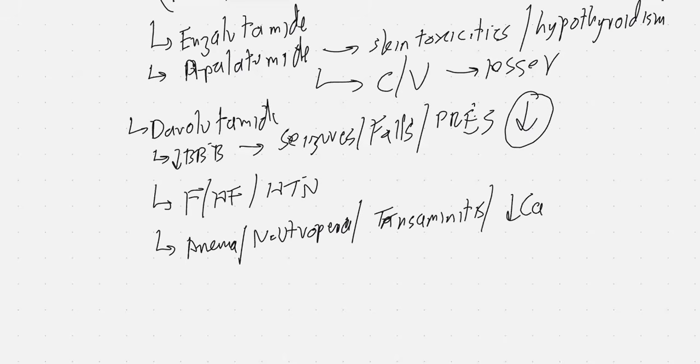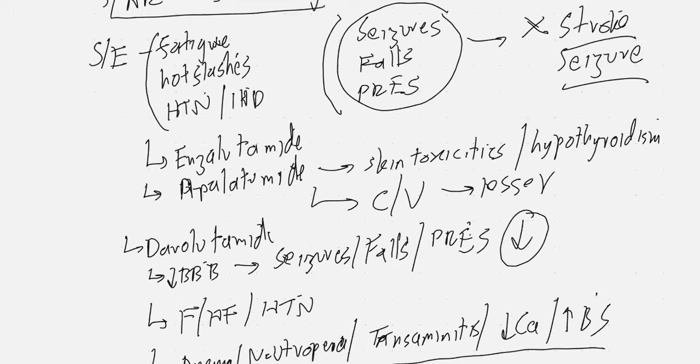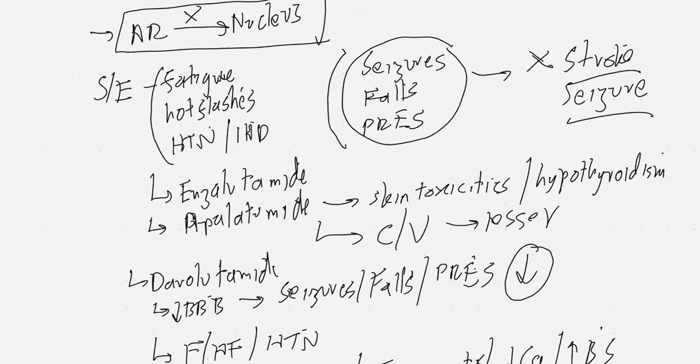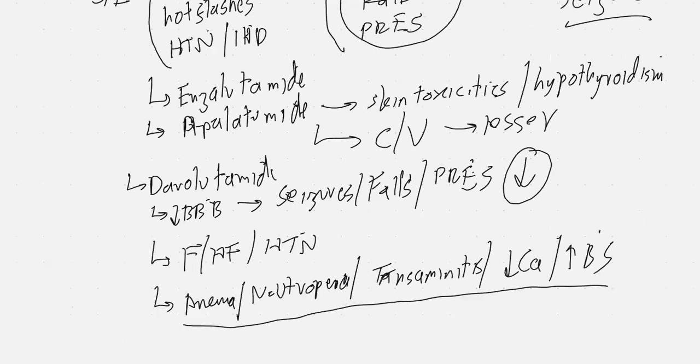So it's got a slightly unique toxicity profile. Of course, you get your hot flashes, fatigue, and hypertension, but the risk for seizures, falls, and stress is lesser. And it's got myelosuppression, transaminitis, decrease in calcium, and increase in blood sugars. So this is the side effect profile for the second generation anti-androgens. You should know the little quirks with each agent, the unique side effect profiles for each agent, as well as the overlapping ones.